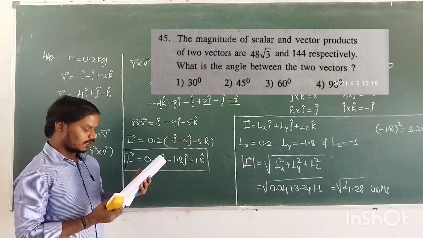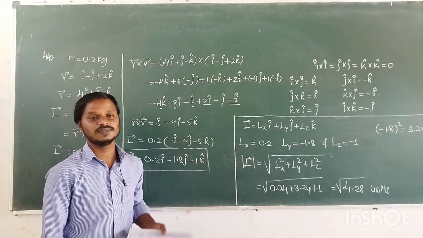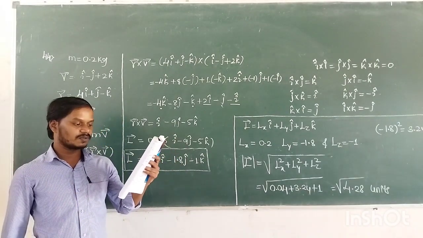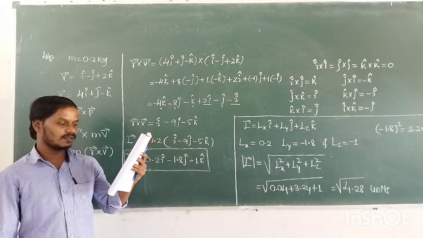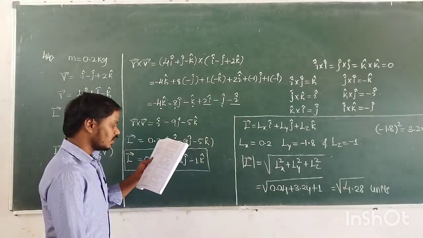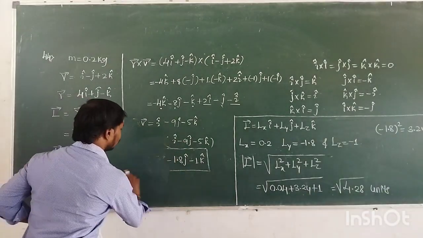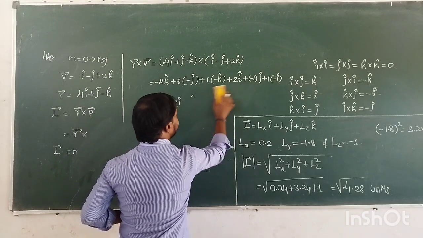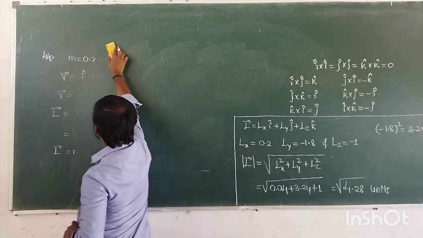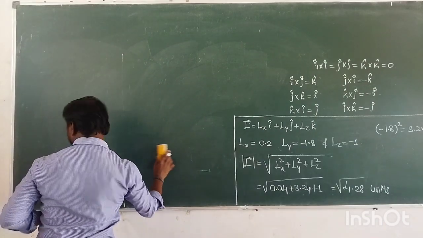The magnitude of scalar and vector products of two vectors are given. Those are 48 square root of 3 and 144 respectively. What is the angle between the two vectors?